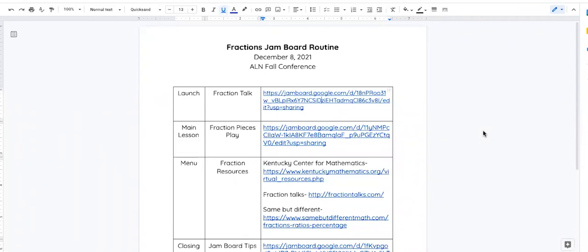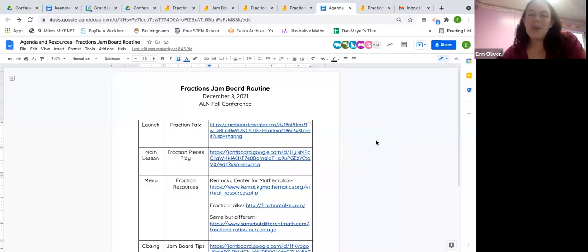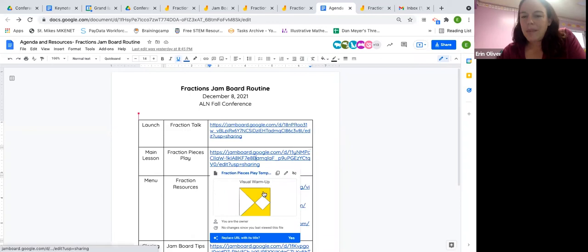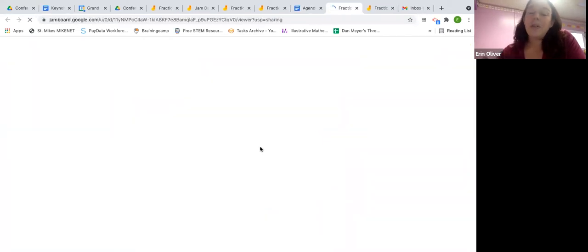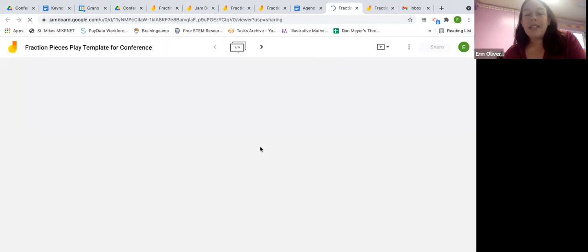Awesome. All right, the next one we're going to do, this one's a little meatier. I think we're going to do all of it all together. We're not going to do breakout rooms. So this Jamboard is called Fraction Pieces Play, and you're going to want to pull it up. It takes a little bit of time to load because there's a lot of manipulatives. There's images that are manipulatives on the Jamboard. So if it's taking you a bit of time to load, don't worry, that's normal.